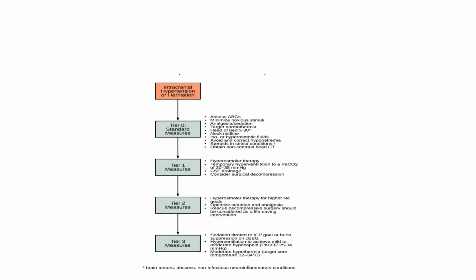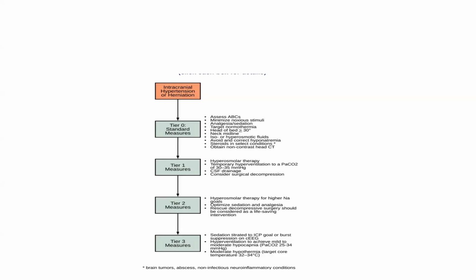So this is the algorithm for management of intracranial hypertension or herniation. Tier 0 includes assess the ABC, minimize noxious stimuli, give analgesia and sedation, target normothermia, elevate the head end of the bed by 30 degrees, keep the neck in the midline position, isotonic and hyperosmolar fluid, avoid and correct hyponatremia, steroid in select condition, and obtain non-contrast CT.